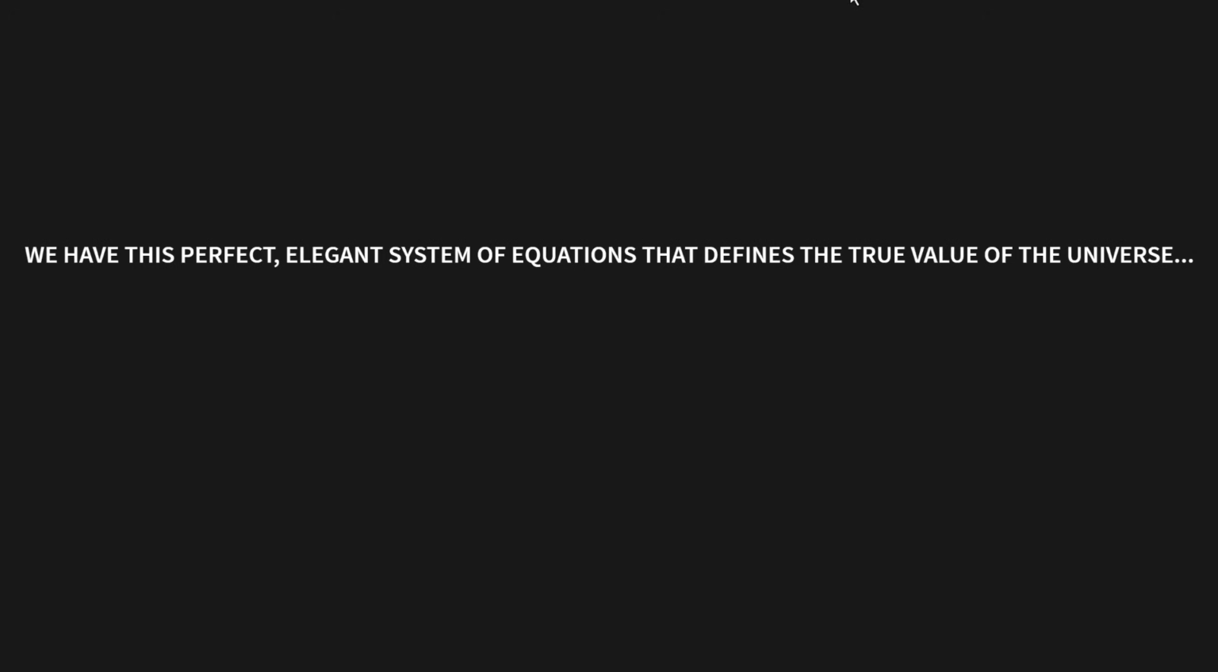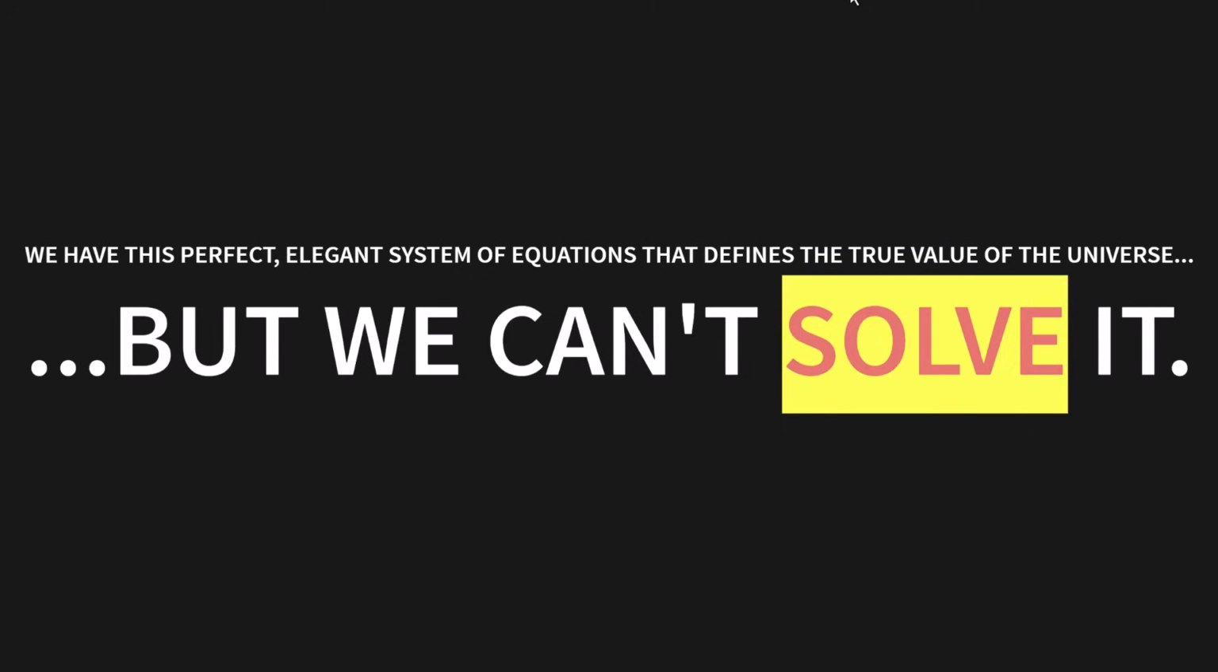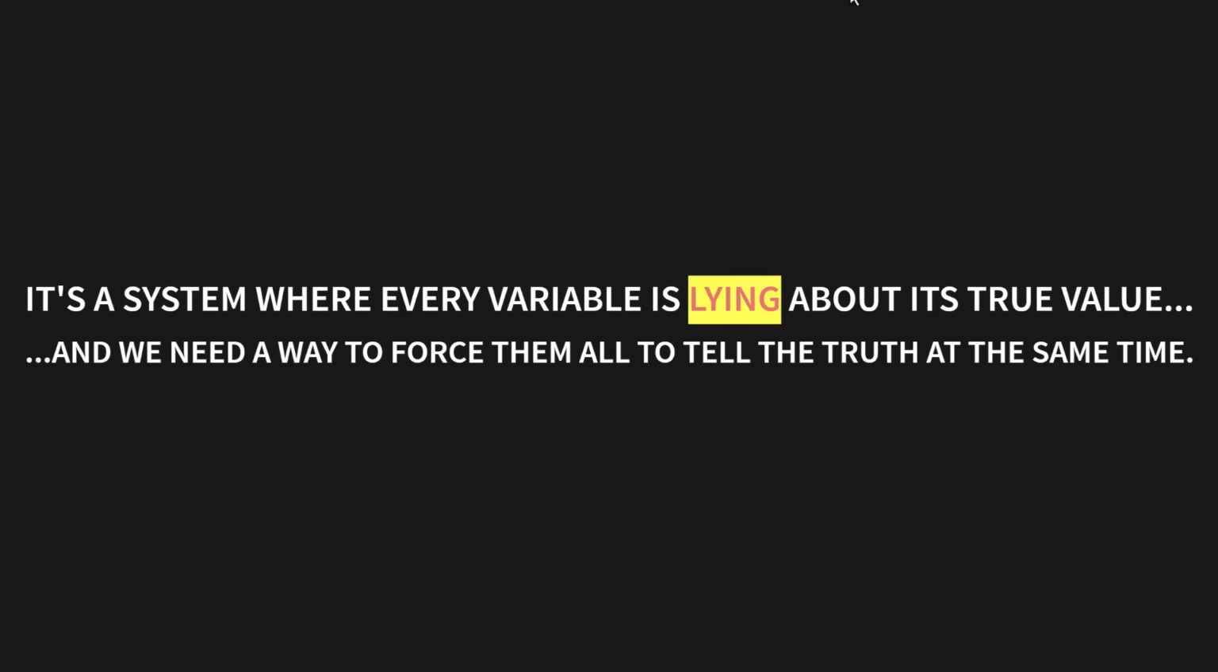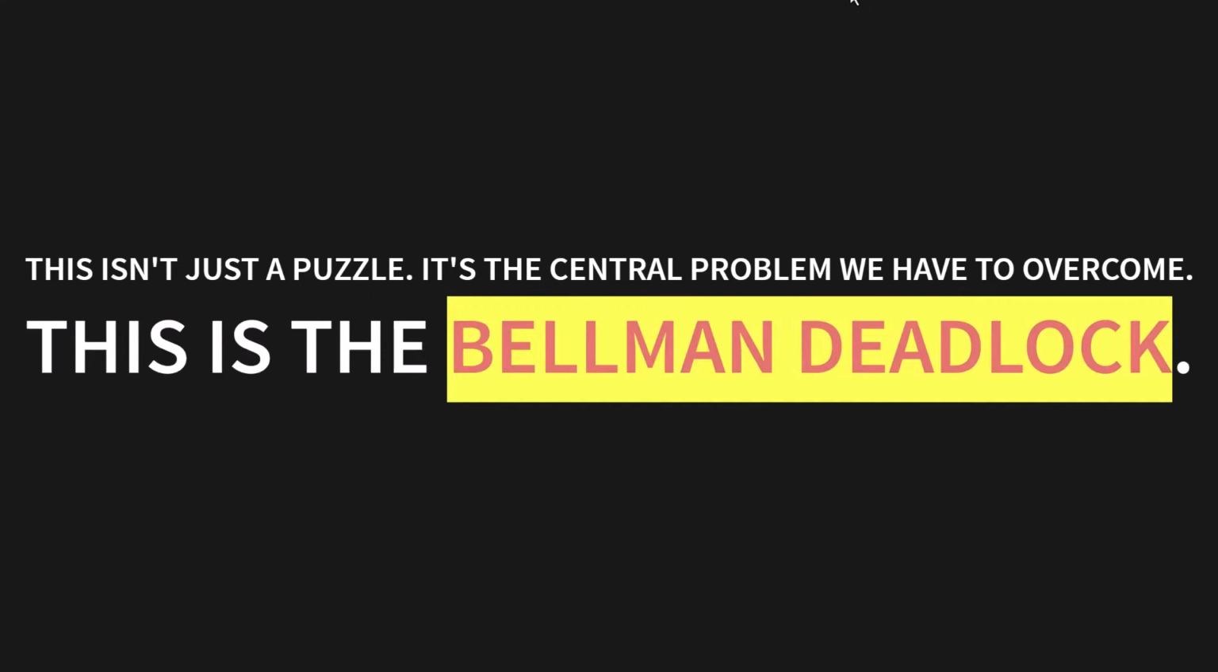We have this perfect, elegant system of equations that defines the true value of the universe, but we can't solve it. It's a system where every variable is lying about its true value, and we need a way to force them all to tell the truth at the same time. This isn't just a puzzle. It's the central problem we have to overcome. This is the Bellman deadlock, and breaking it is the subject of our next chapter.